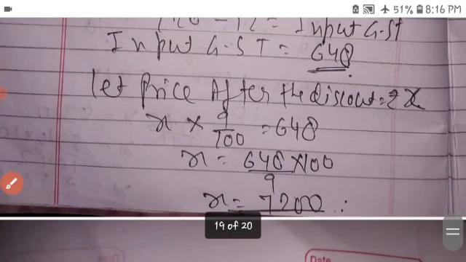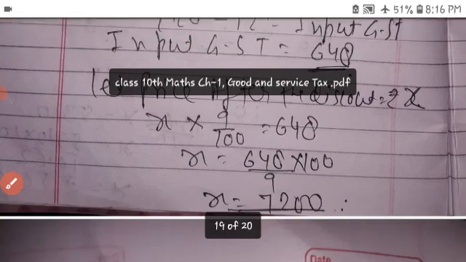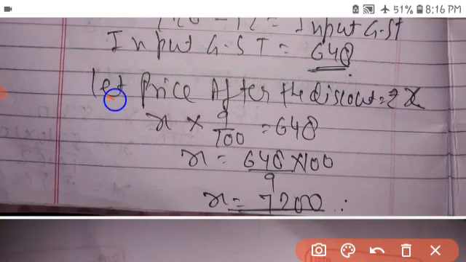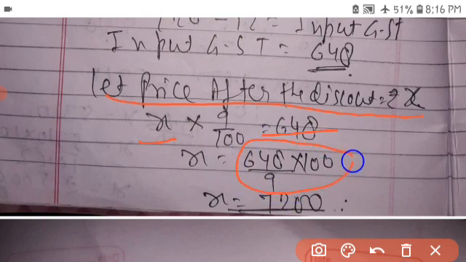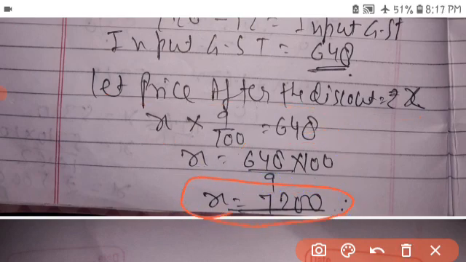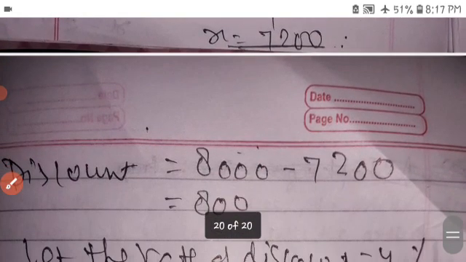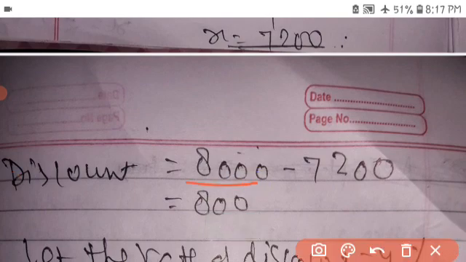Let the price after the discount be rupees X. Now X into 9 upon 100 equals 648. Now the value of X equals 648 upon 9 into 100. Value of X equals rupees 7,200. So the discount here is 8000 minus 7200. Discount is equal to 800.